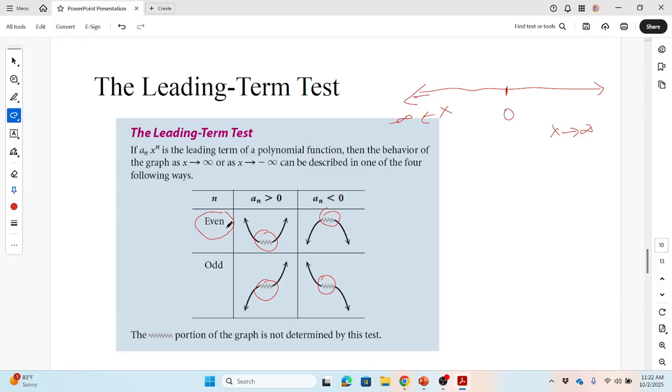If the degree is even and the coefficient is positive, the graph has to be up on both sides, up here, up here. If the leading coefficient is negative, it's supposed to go down here and down here. That's in the case of even degree. If it's odd degree, it's supposed to be up on the right side and down on the left side, and the opposite for the opposite coefficient. In the middle portion, the finite zone, we don't actually know exactly; the graph could be different for different functions.